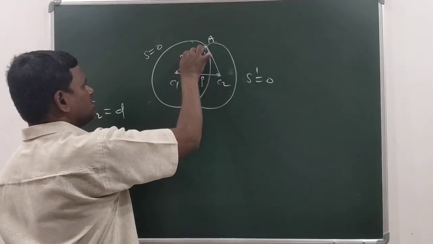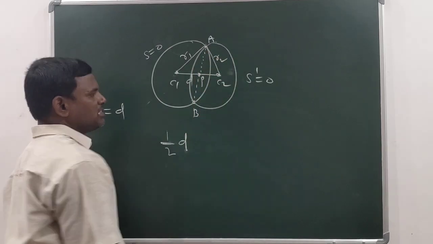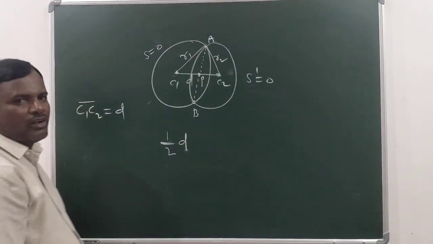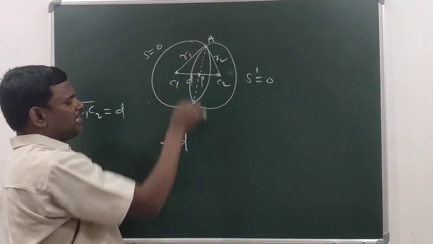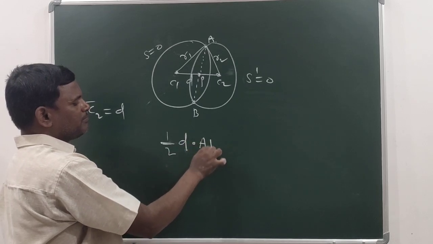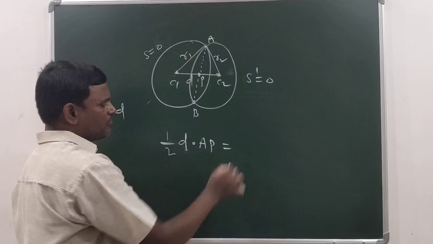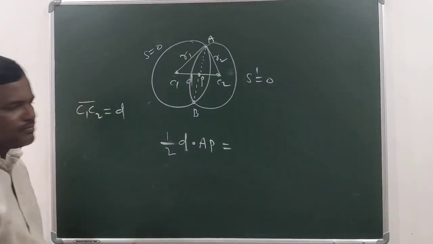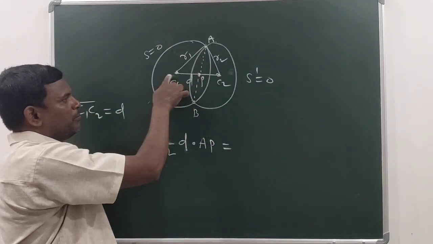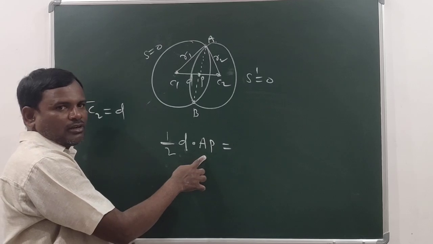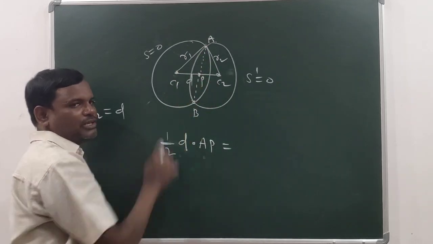Consider this AC1 as the radius of the first circle. This is the radius of the second circle. Now 1 by 2 base into height. The height here is AP. So the area is 1 by 2 base into height. You got the area of this triangle AC1 C2.